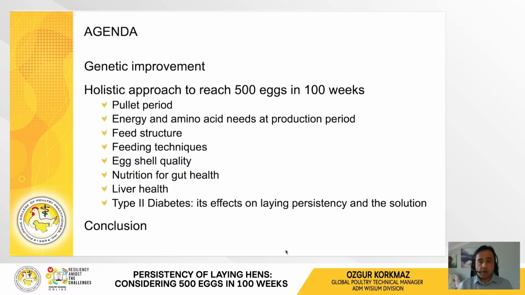Today, our agenda: genetic improvement. How can we maximize the number of eggs until 100 weeks? And we will mention the pullet period, energy and amino acid needs during the production period, feed structure, feeding techniques, eggshell quality, gut health and liver health, and type 2 diabetes, its effects on laying persistency and solution. And we will conclude.